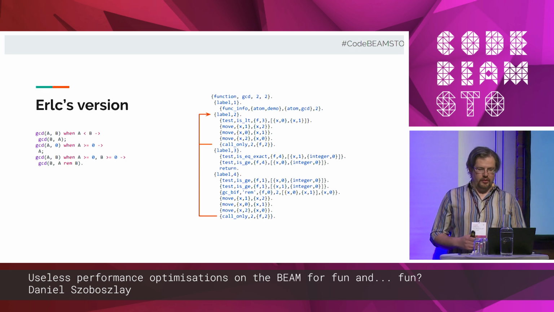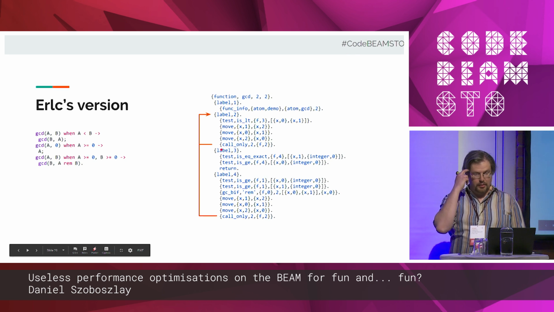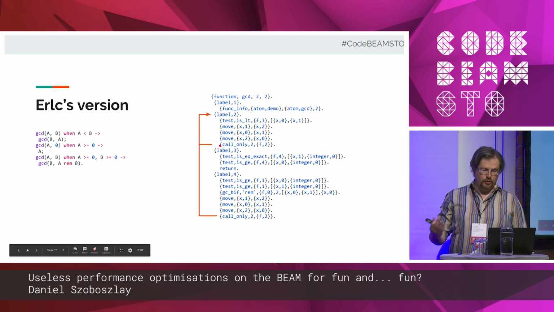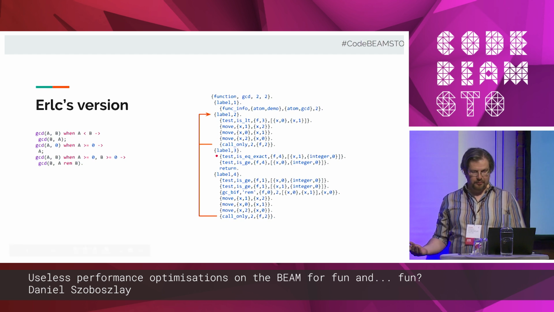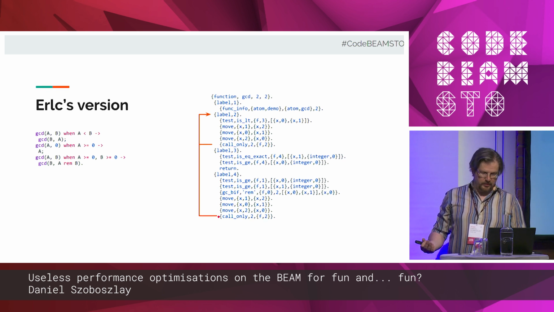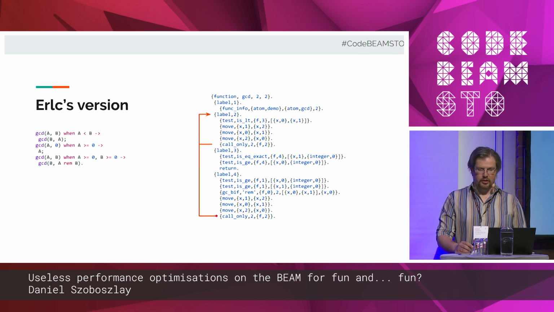Once we swap the arguments, we know that we don't have to go back to label 2 and swap them again. We know they are in the correct order. We can continue from label 3. And the same is true for this recursion. We can skip checking the order of the arguments.